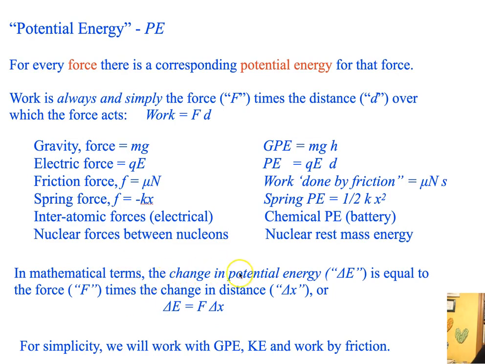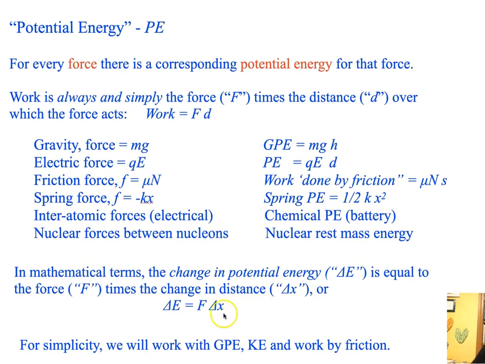So in mathematical terms, and you can turn off here for a minute if you don't like mathematical things, in mathematical terms, the change in the potential energy, call it delta E, is equal to the force times the change in distance, delta X. So if you have a force F acting on some object, it could be your car, for example, or a marble, and you change its location, you will change its potential energy by delta E, where delta E is F times delta X. Okay? Now, for simplicity, we can easily work with gravitational potential energy, kinetic energy, and work done by friction. Those are the three easy ones. So that's what we're going to do.